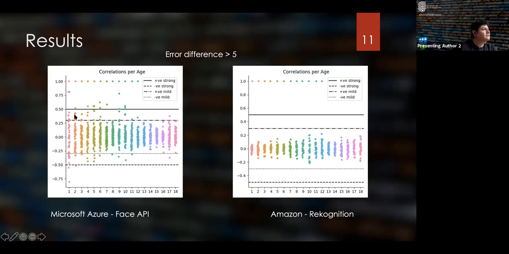And then we can see there are certain attributes with mild correlations. However, the majority are within the weak correlations, positive and negative weak correlations. And for Amazon Rekognition, we can also see that there are solely weak correlations.